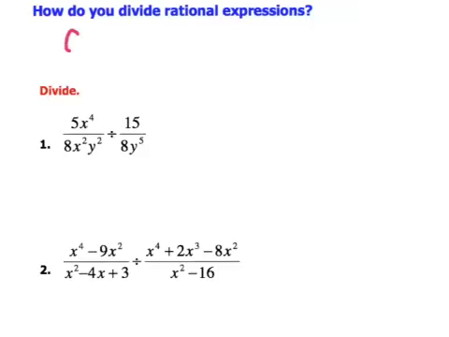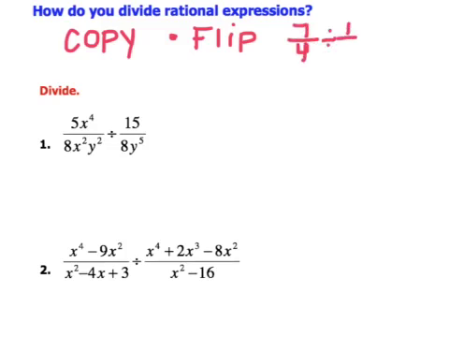You may also know this as copy the first term, dot, or write your multiplication sign, and flip the second term. So you are going to divide a fraction by multiplying by its reciprocal. An example of this would be if you had 7/4 divided by 1/2.